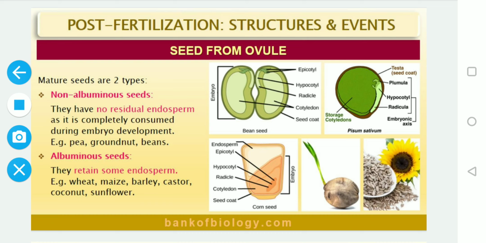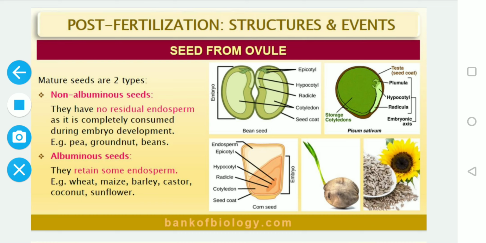Just observe here. So based on the presence or absence of the albumin, as I said, if they have no residual endosperm, as it is completely consumed during the embryo development, such a type of the seeds are called non-albuminous. Non means absence. No residual endosperm. That means nutritive tissue is absent. Okay. Why is it absent? During the developmental stages it is completely consumed or utilized. Such a type of the seeds are known as non-albuminous.